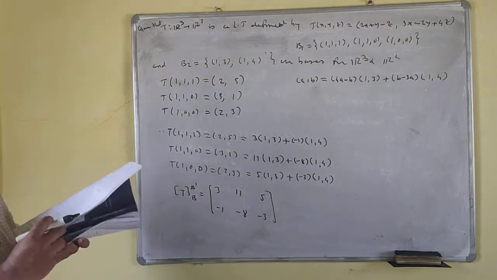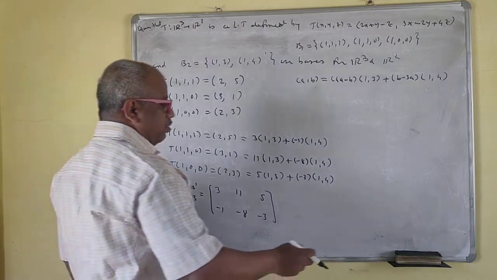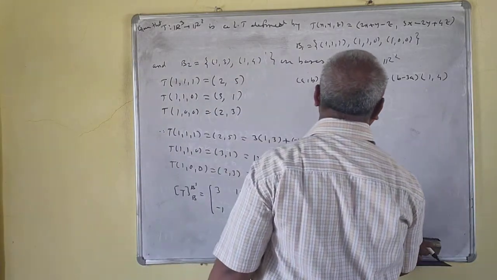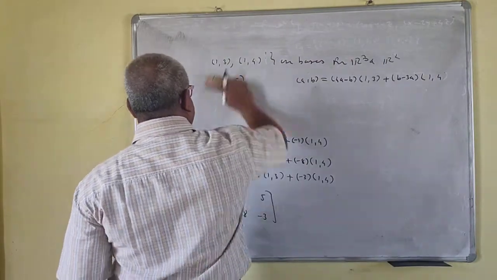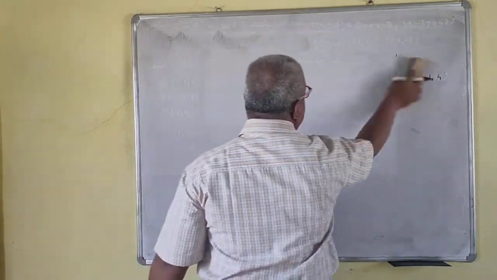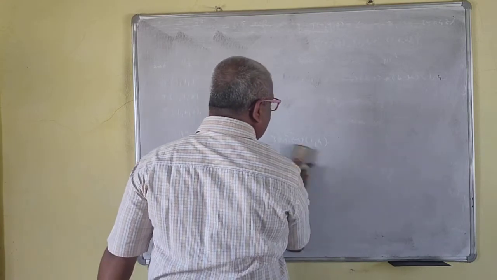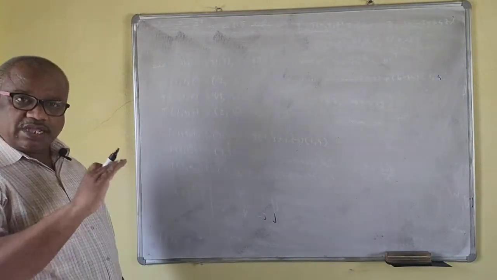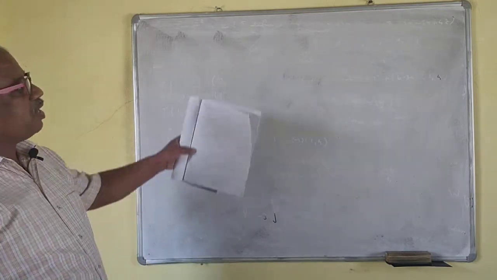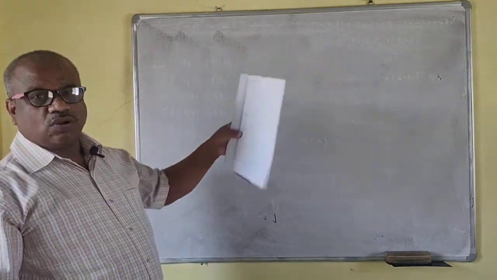In this way you can obtain the standard matrix with respect to any basis. So this is the crucial part. You have to find T of all the basis vectors, and you have to express that T of all basis vectors as a linear combination of the basis for the codomain.